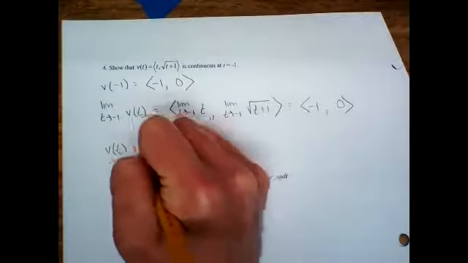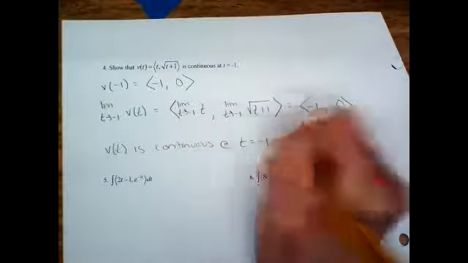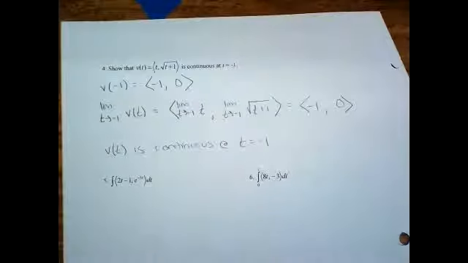So v of t is continuous at -1. Again, we didn't really do much there. I just threw it on there so we could review what continuity is, because it's been since unit 1. We're in unit 8, so it's been a while.